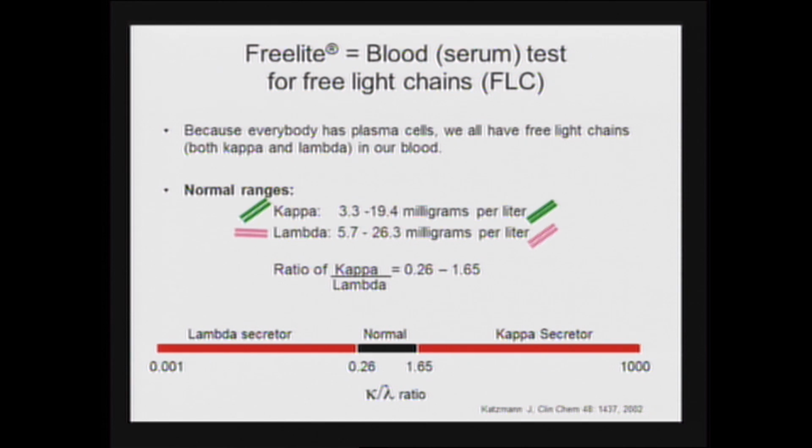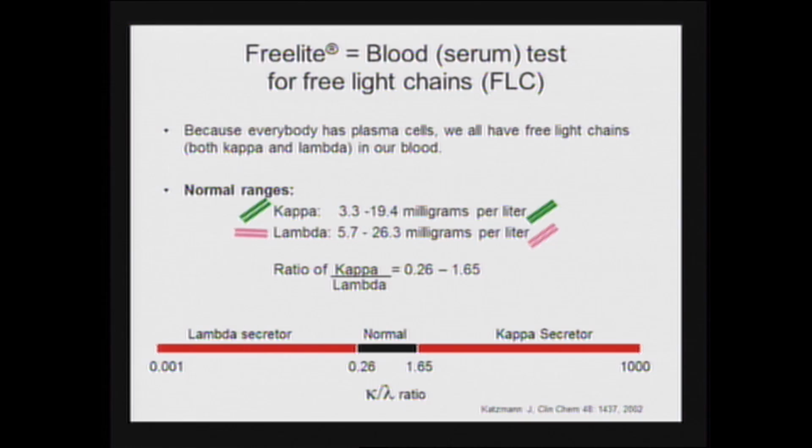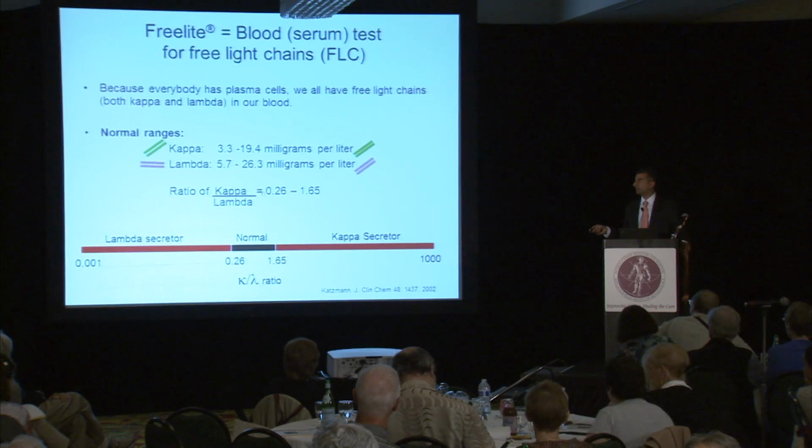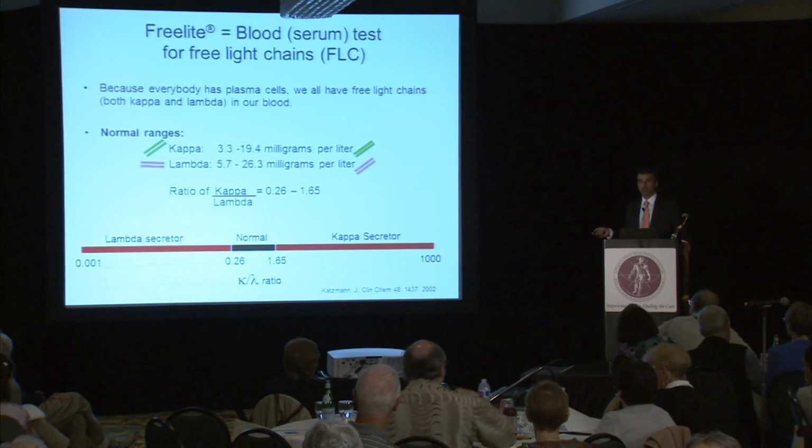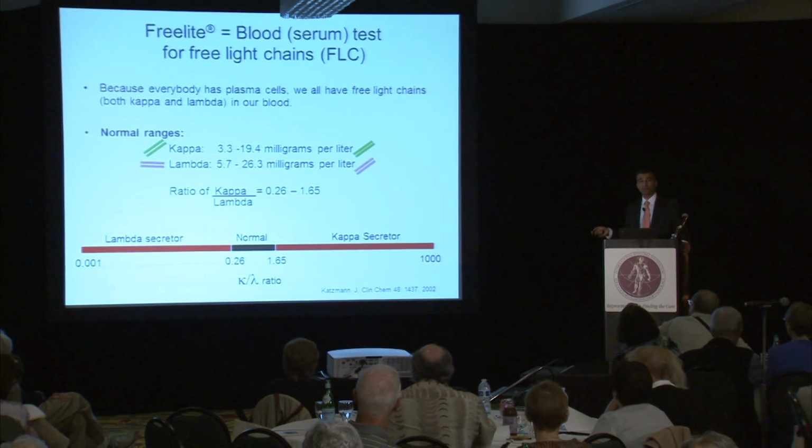And the real advantage of the test is that you get a ratio. Hopefully many of you have seen these results where you get the amount of kappa, the amount of lambda, and a ratio. The ratio tells us, is it a clone? By dividing kappa by lambda, the healthy individual range is between 0.26 and 1.65. If there's a lot of kappa in the blood, then this ratio is going to be very high. And if there's a lot of lambda, because lambda is the denominator, then the ratio becomes super low.